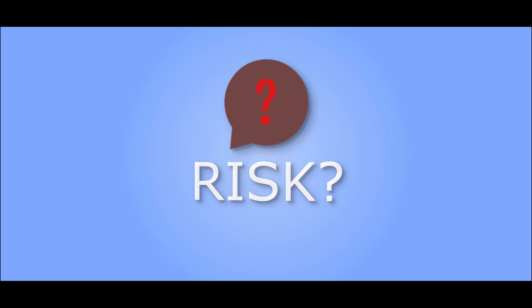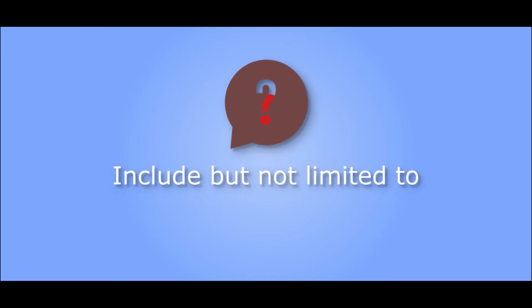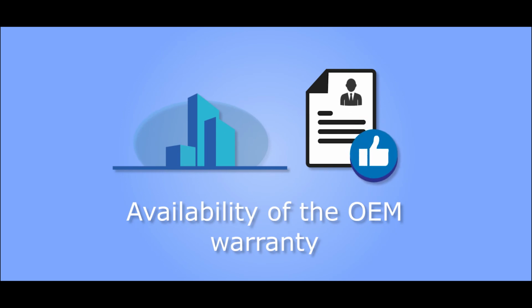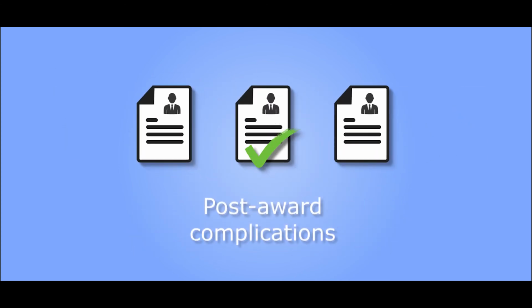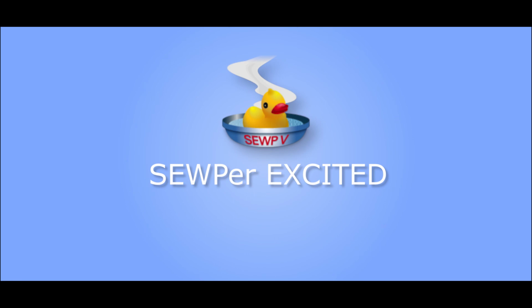So, what does SEWP mean by level of risk? Risks include, but are not limited to, availability of the OEM warranty, availability of specialty technical services, or post-award complications. We are super excited about this new initiative.